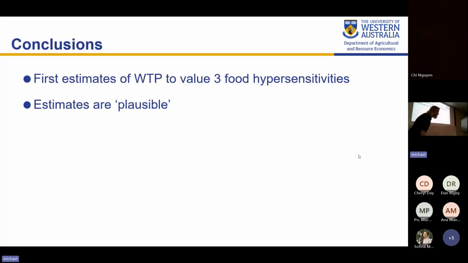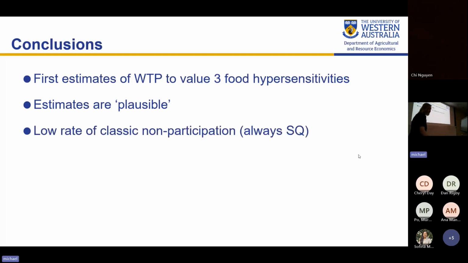Okay, conclusions. Am I going to get on? Yeah. So first time that we think that people have looked at valuing food hypersensitivities. The estimates look plausible in the sense that they don't go to massively huge values or ridiculously small ones. They look like fairly reasonable values to get rid of these quite serious conditions, given that they were one-off payments, possibly for quite large periods of relief.